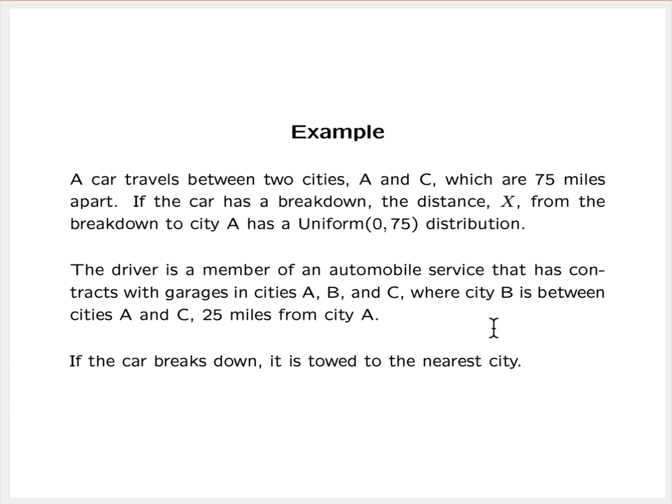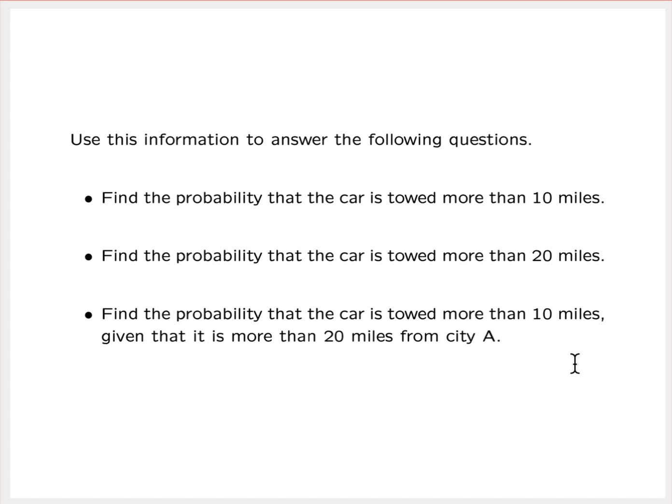Now, the driver is a member of an automobile service that has contacts with garages in cities A, B, and C, where city B is between cities A and C, and it's located 25 miles from city A. According to the automobile service contract, if the car breaks down, it will be towed to the nearest city. And so we want to use this information to answer the following questions.